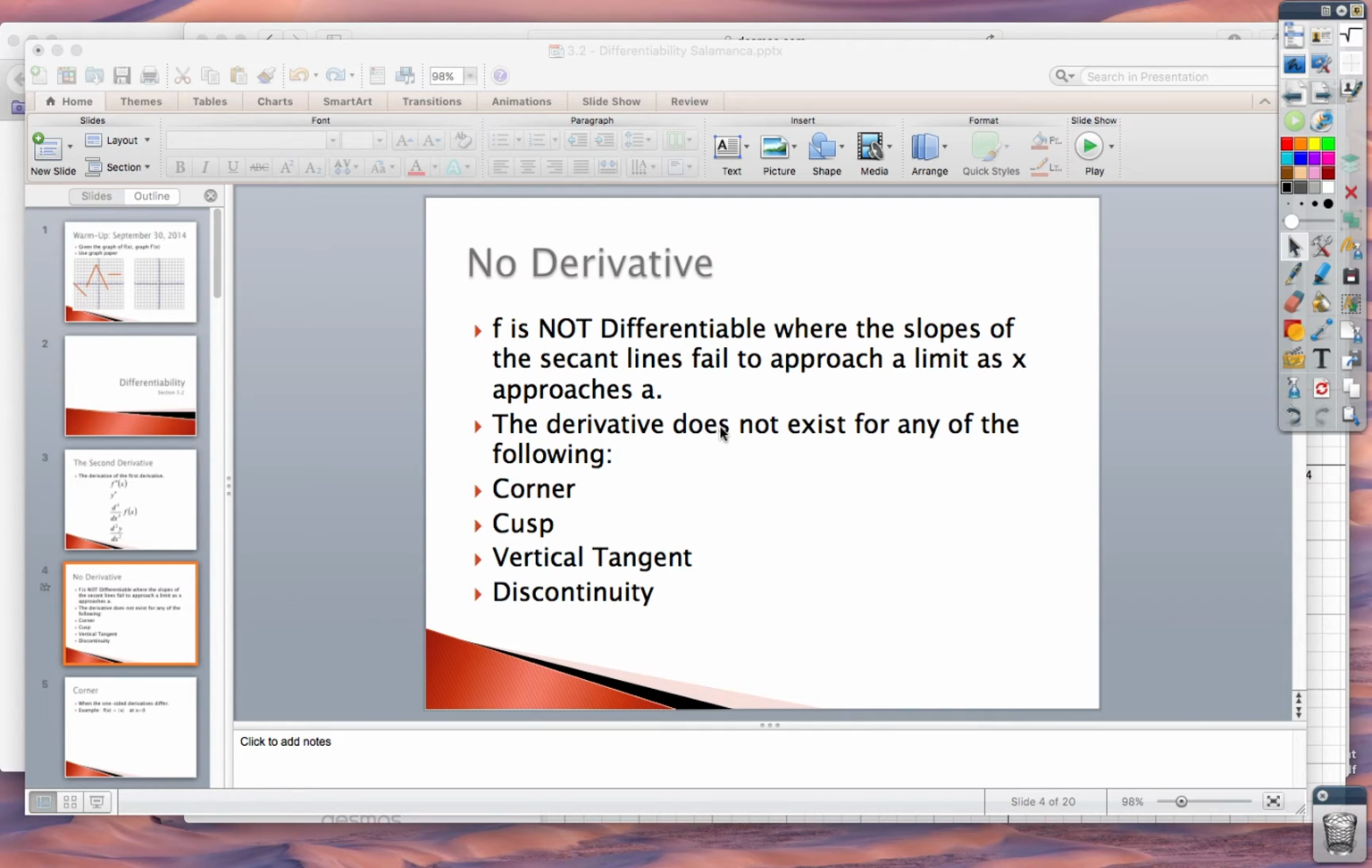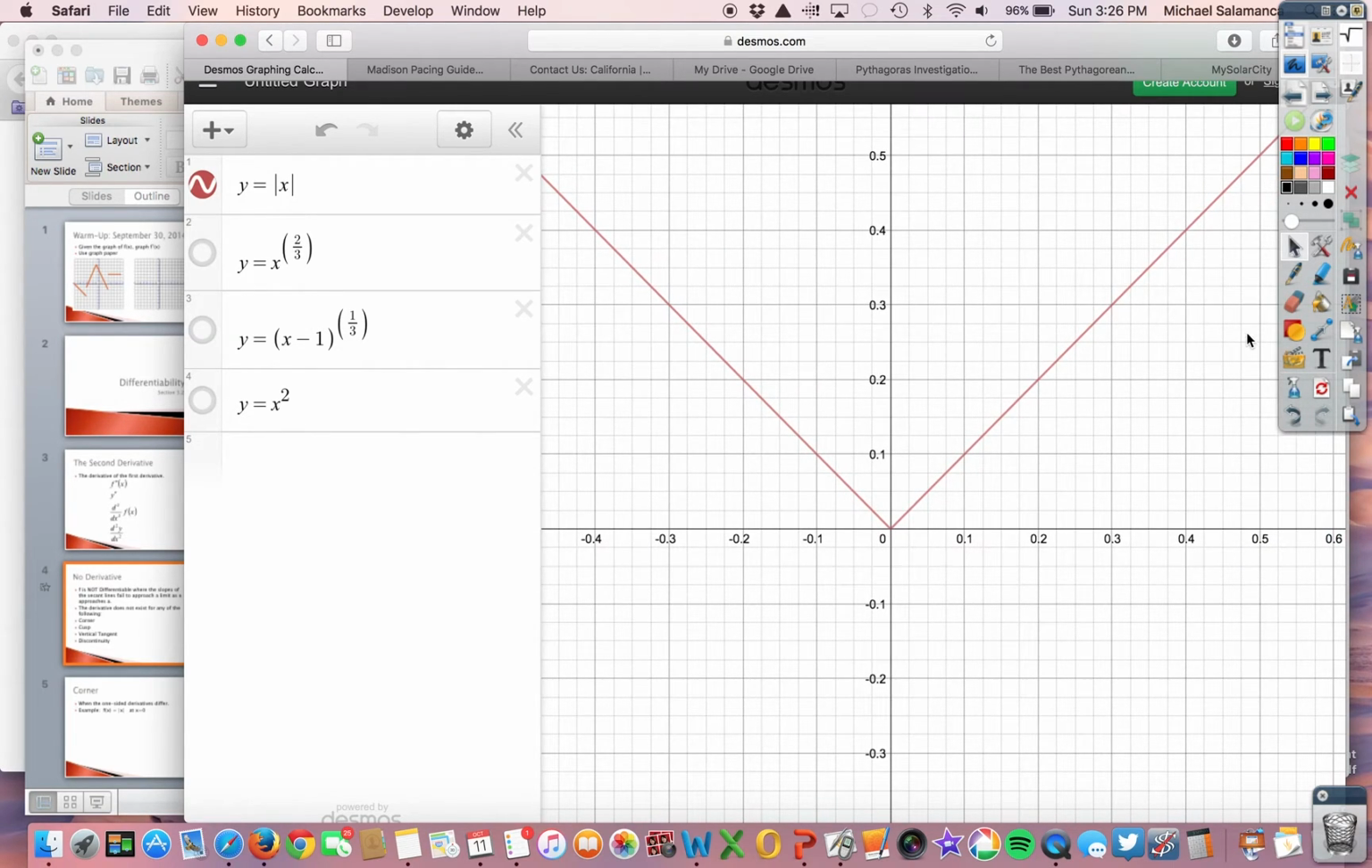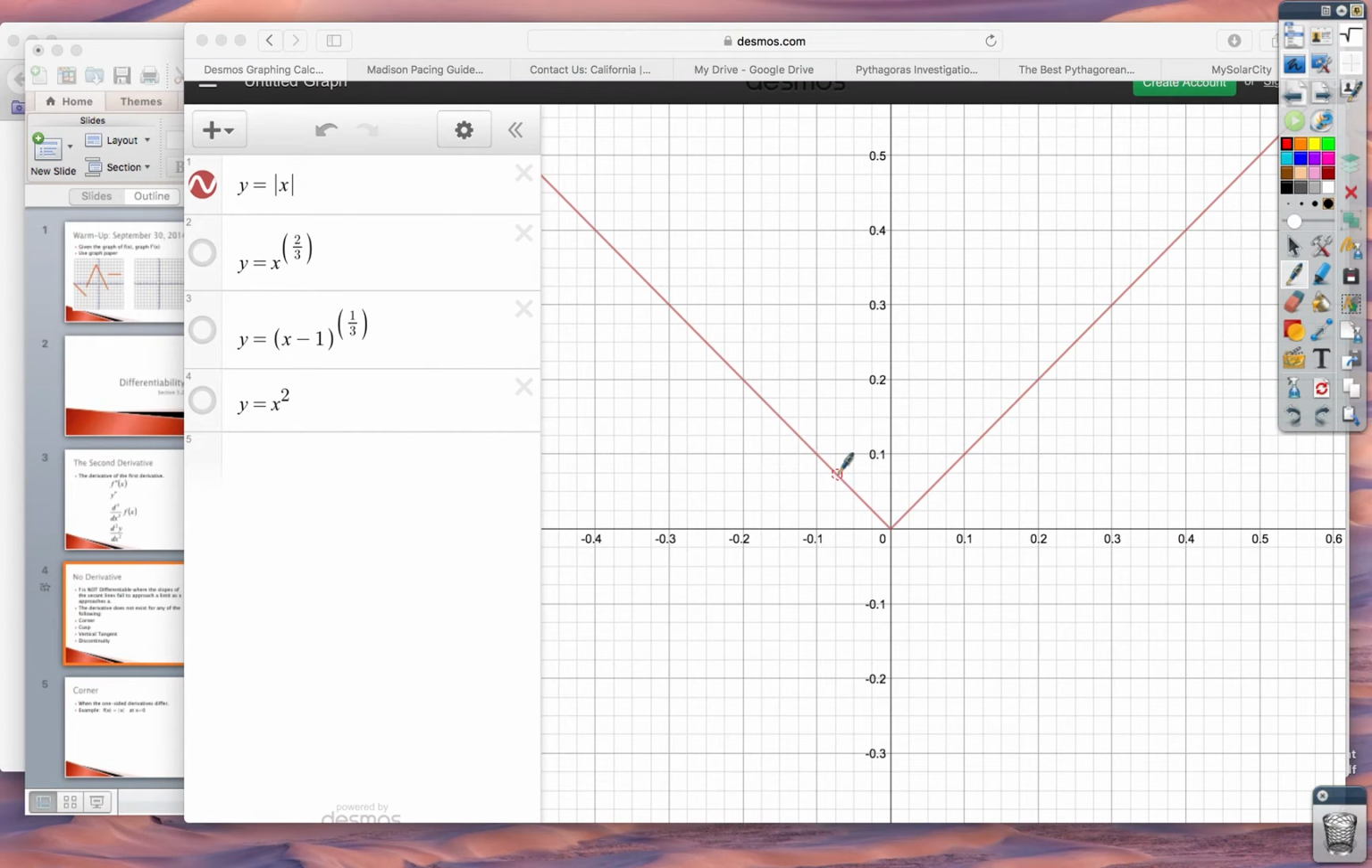Here are the most important ones to consider, and these are the most obvious. The derivative does not exist for any of the following: a corner. Let's take a look at what a corner looks like. The graph y equals absolute value of x is the most prominent. Notice that at x equals 0, the slope of the tangent line here and the slope of the tangent line here are going towards different things. One's going to be negative, one's going to be positive, and because they're not the same, it's not going to be differentiable at x equals 0, which again is a corner. It's a corner because it looks like a corner.